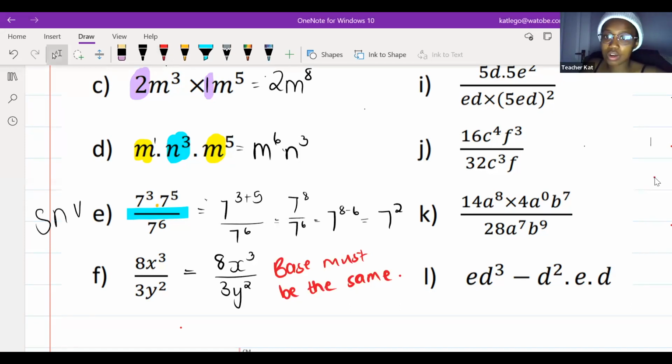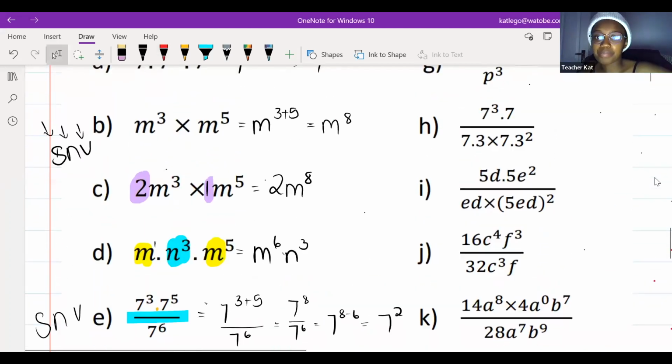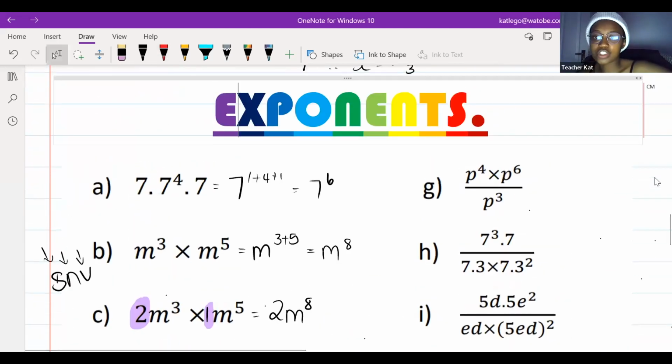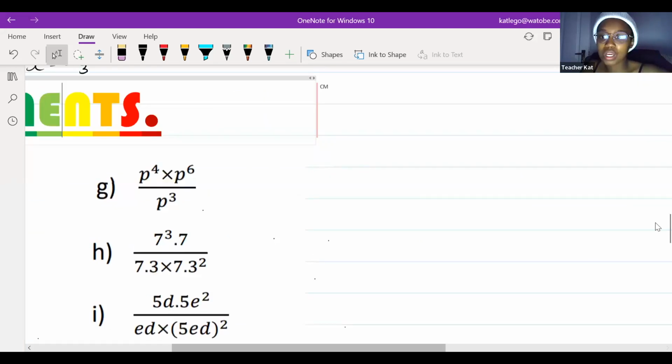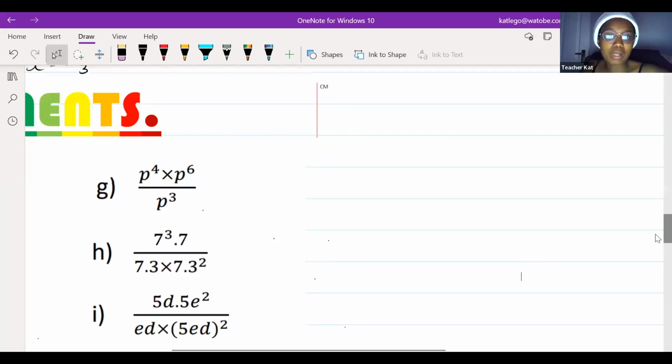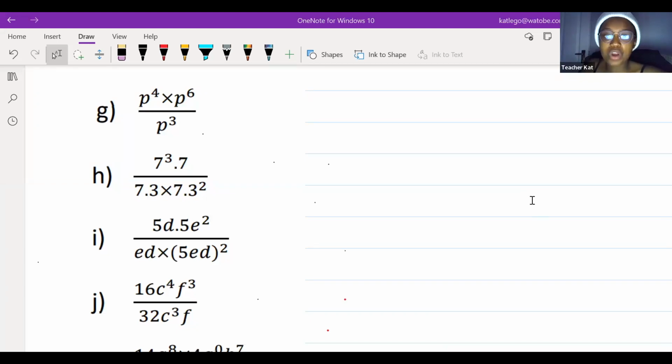There we go. Okay, H. No, not H. G. Let's go to G. We have the same bases in this case, right? So how would we go about working out G? We have multiplication and division. Can I get someone to do this one with me? Hi, Amukhelang. No, you don't cancel them out. You just rewrite them.